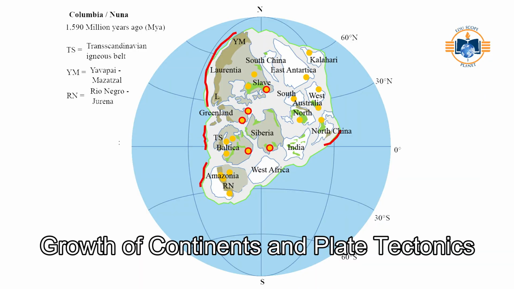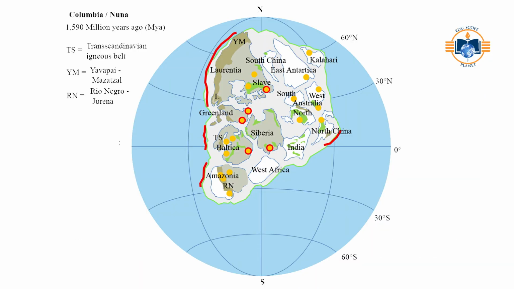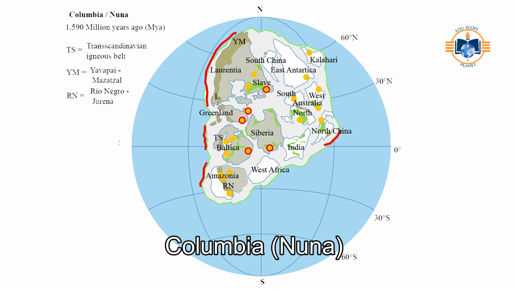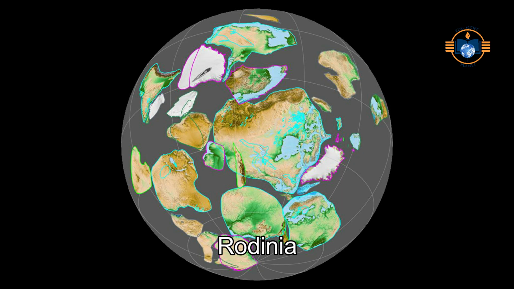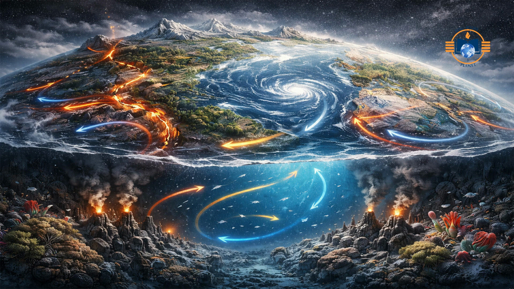Growth of continents and plate tectonics. During the Proterozoic Eon, continental crust expanded significantly. Large landmasses collided to form early supercontinents, such as Columbia, Nuna, and later Rodinia. These tectonic movements influenced climate patterns, ocean circulation, and the evolution and distribution of life.